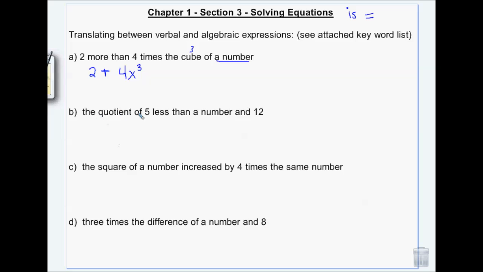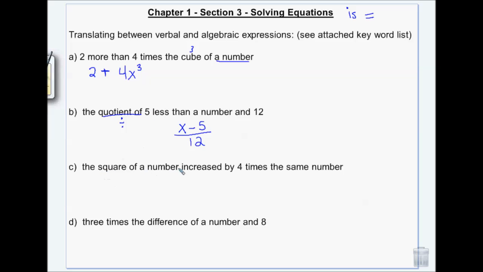Okay. The quotient of 5 less than a number and 12. Quotient of means divided. And the order is you take whatever comes first and then divide it by whatever comes second. So the quotient of 5 less than a number, so a number minus 5 divided by 12. Whenever you see this 5 less than, it means minus 5 or minus whatever number. It's not going to be 5 minus something, right? Less than means we take away the 5. So this one kind of goes backwards a little.